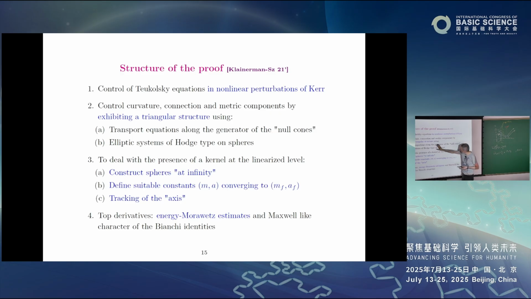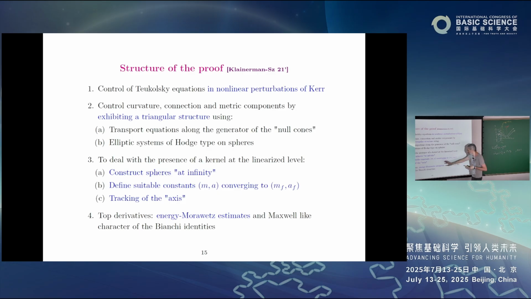So to deal with the transport equations, this is exactly where you will construct this last slice, and in particular the spheres foliating the last slice. So you want to construct these spheres that will track the final coordinate system. Maybe I might have the time to say something about it. And then you want to define suitable constants M and A that will converge to the final parameters. And for the same price, you also have to track what will be the final axis. Even though you are in general perturbations of Kerr, you are converging in the limit to Kerr, which is axially symmetric. So you need to understand what will be the axis of the final Kerr you're converging to if you want to succeed in this problem.